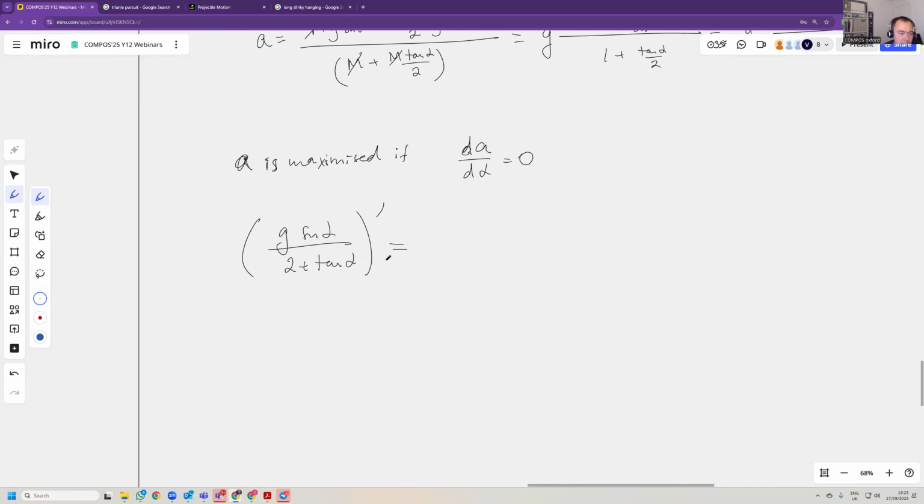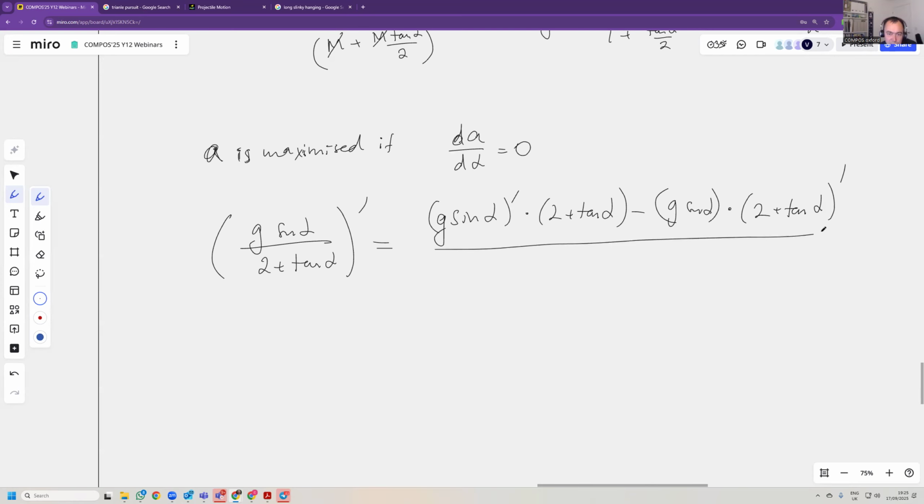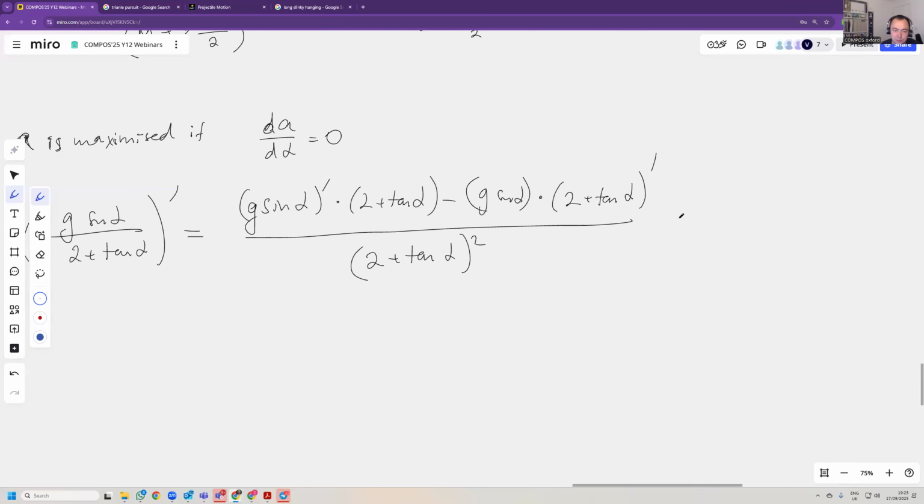We're differentiating that, so we're using the quotient rule. This is harder than in your assignment, so don't worry about it. (g sin α multiplied by (2 + tan α))' minus g sin α multiplied by (2 + tan α)', divided by (2 + tan α) squared, and that must equal 0.